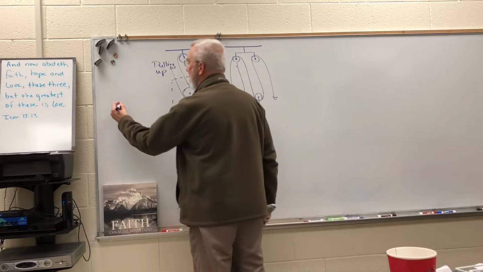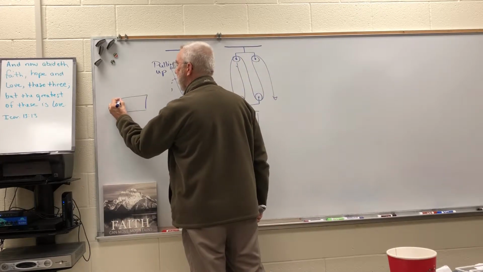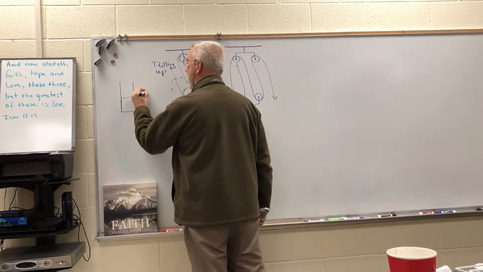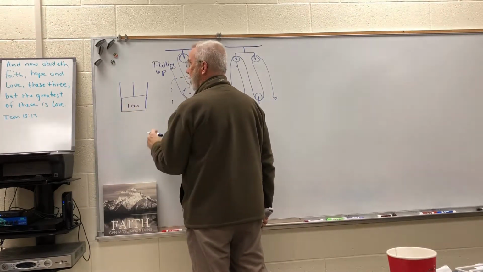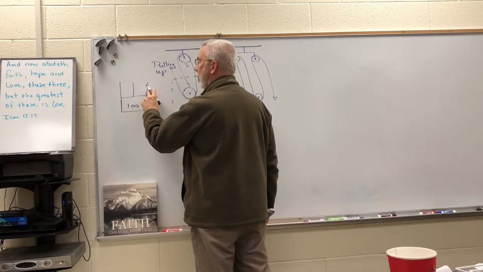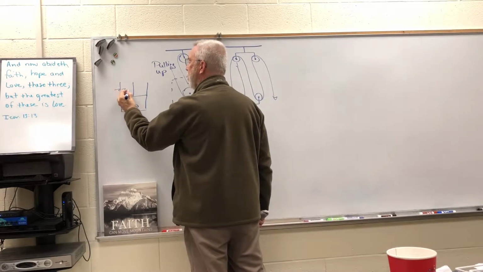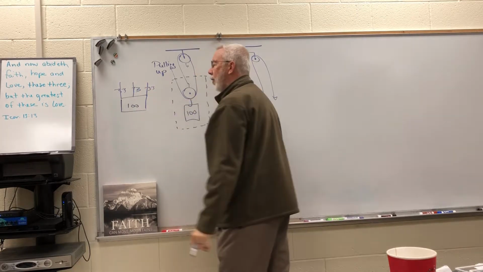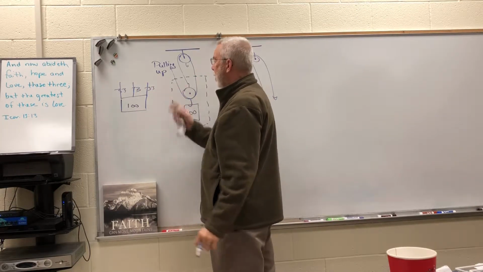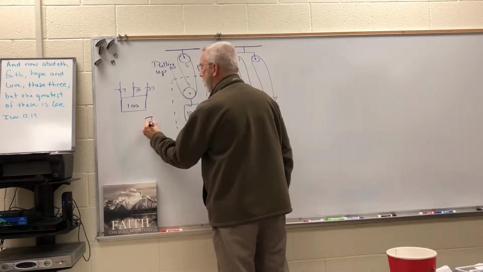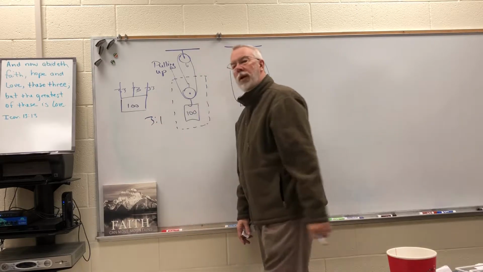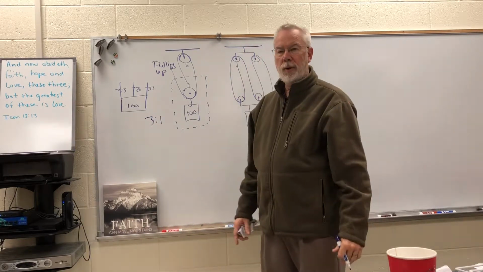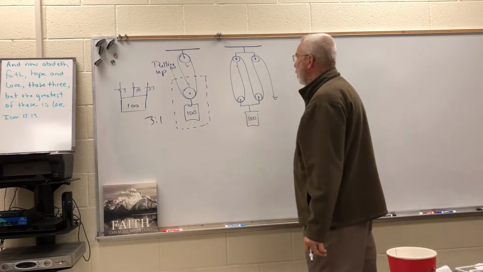Now, if you remember back to that situation that I showed earlier, if this is 100 newtons and it's being supported by 3 ropes, then each of the ropes is holding 33 newtons. And so you would say that this is a 3-to-1 ratio, or a mechanical advantage of 3. Now let's look at this one.